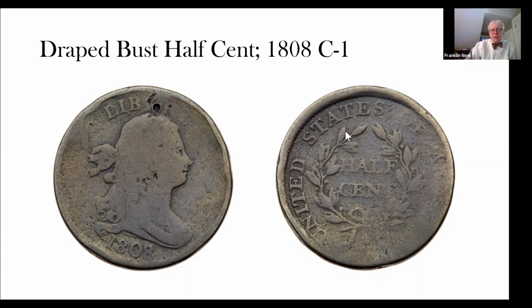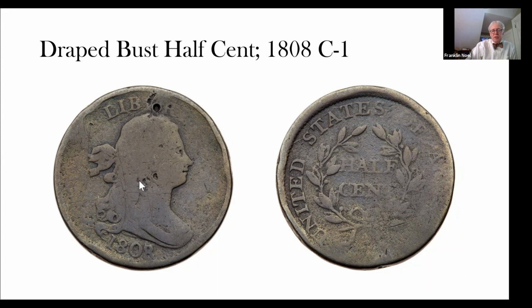The added pressure at the upper left caused this die crack to occur almost immediately. You can see it coming from the rim and across the letters of the word states. The die crack likely caused the die to fail altogether, and it was immediately removed from service, accounting for the very few C1 specimens that exist. It was replaced by a different reverse die, which was used together with the same obverse to strike a larger number of the C2 variety.